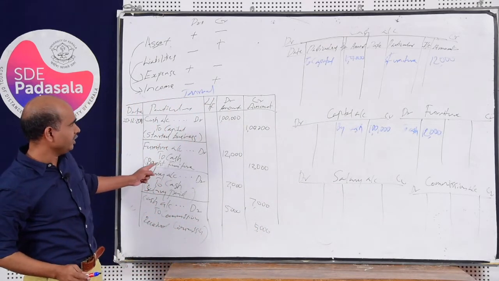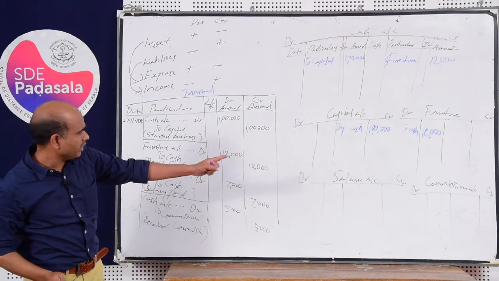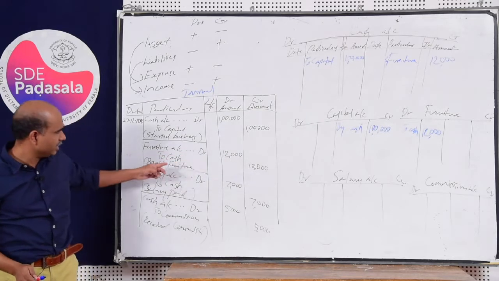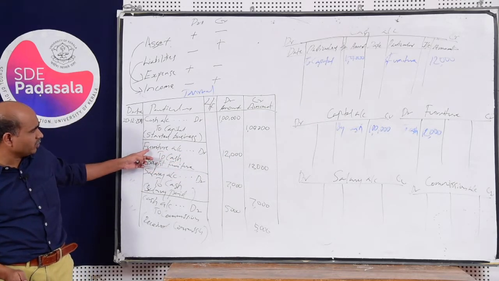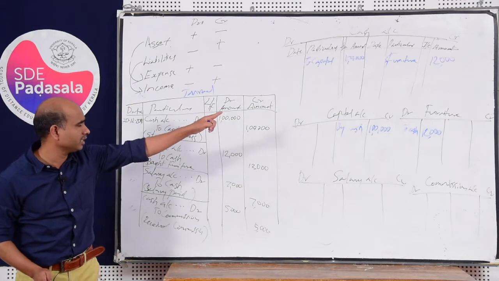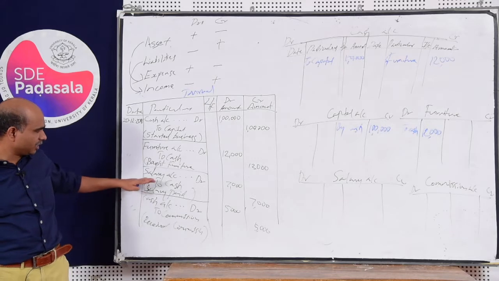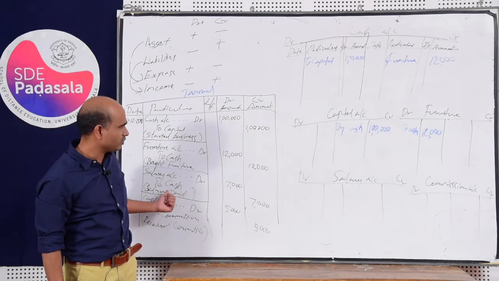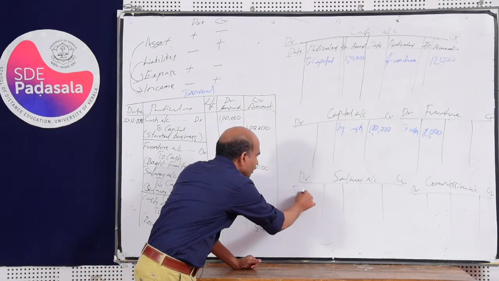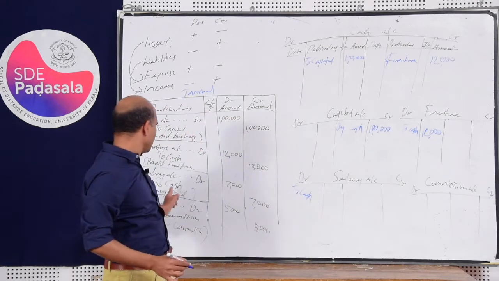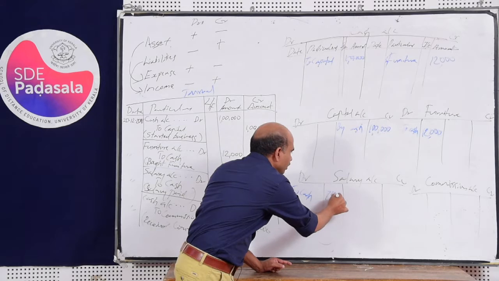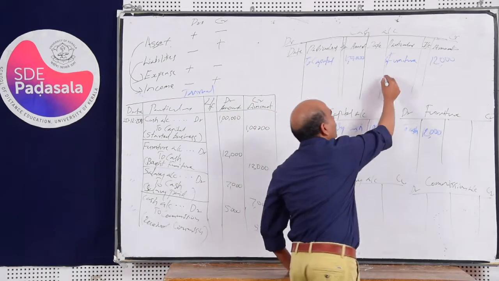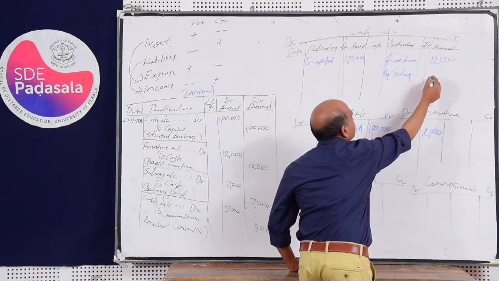In the furniture account, we should write the opposite item because it starts with 'To', and we should write it on the left hand side. In cash account there is no 'To' item, so we should write the furniture on the right hand side: by furniture 12,000. The second transaction is completed. The third one is salary to cash, salary account debit to cash. In salary we should write as to cash, salary to cash 7,000. In cash account, by salary 7,000.